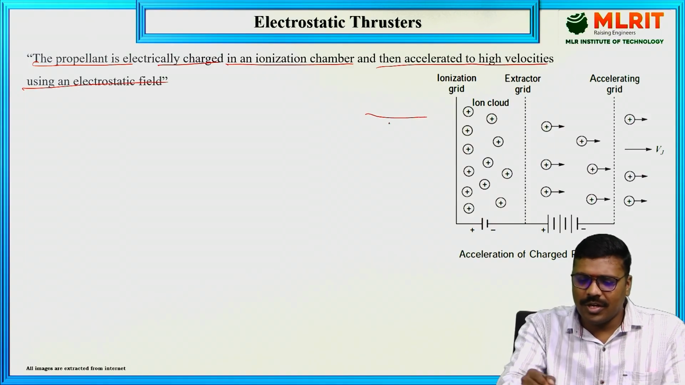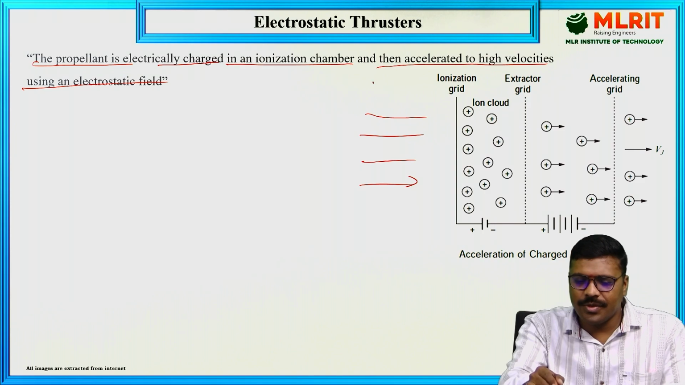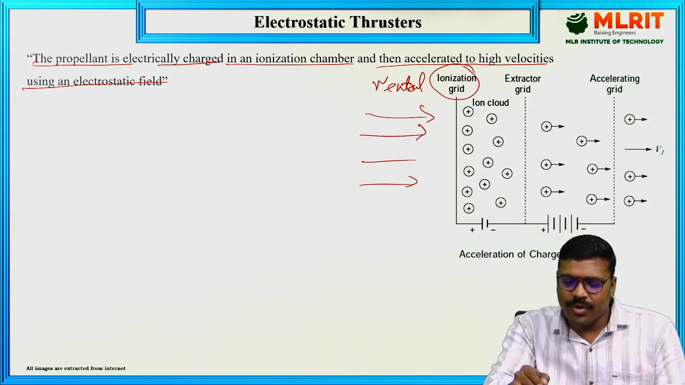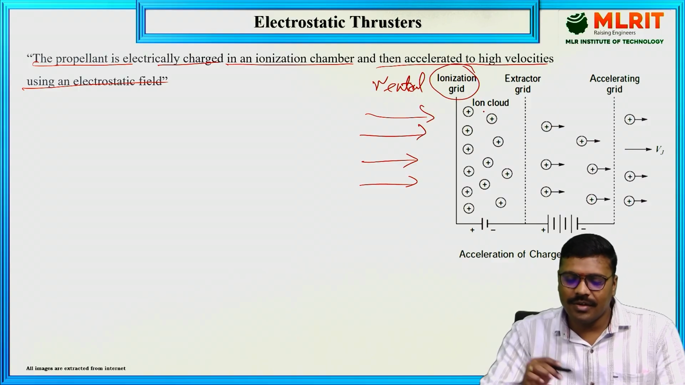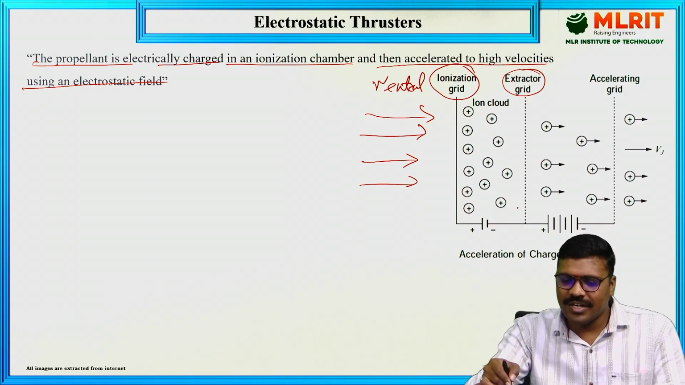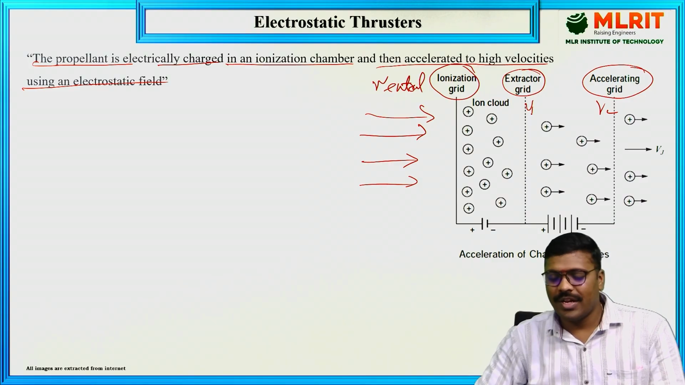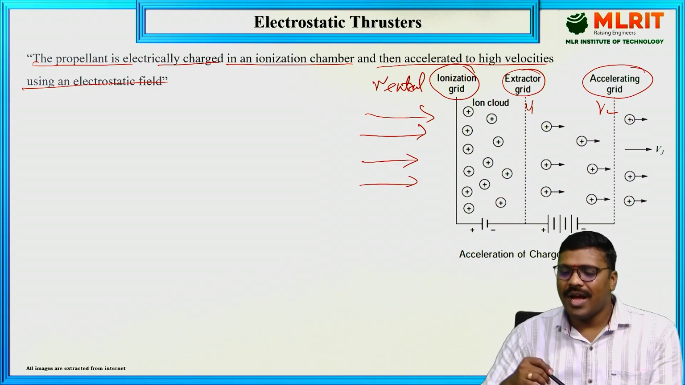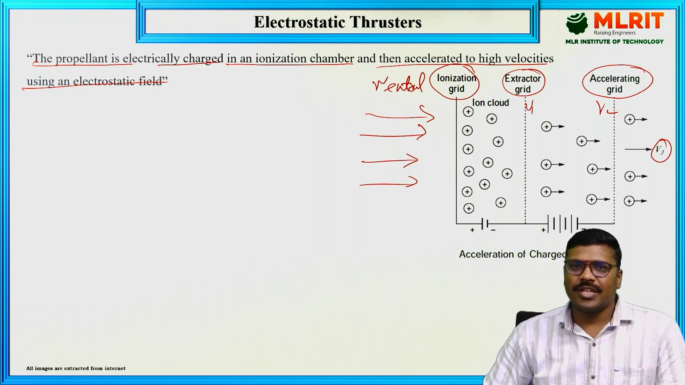So first the neutral propellant will be ionized. The propellant is neutral here. It will get ionized with the help of this ionization grid. When the propellant passes through this ionization grid, it becomes ionized. These positive ions will be extracted with the extractor grid, and the acceleration grid is maintained with a high potential difference. Here V and V2, different potentials, will be maintained. Because of this, these ions will be accelerated through the acceleration grid. So it will get some velocity Vj, and finally we will get the thrust.